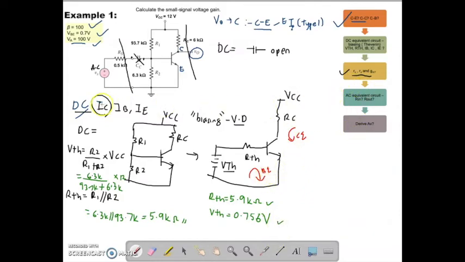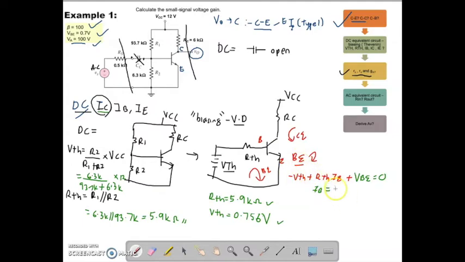You need to find the value of your IC. In order to find your IC, you need to find IB first. So what is the equation at your BE loop? Minus VTH plus RTH IB. What do we have between B and E? Don't forget to add the VBE. VBE equals 0.7. By doing this, you can get your IB.